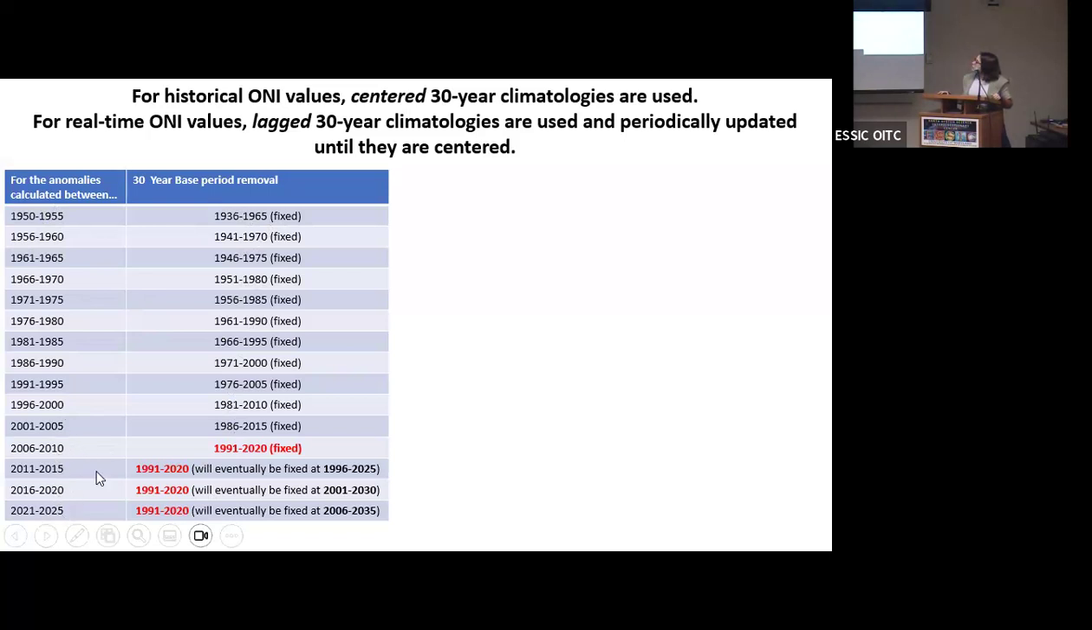So basically, this will be permanently fixed. The ONI values between 2006 and 2010 will be fixed at this climatology, but all these other periods will eventually have their climatologies updated.